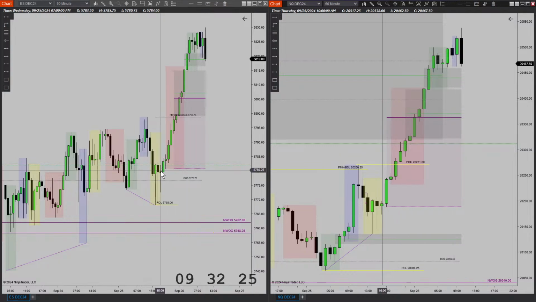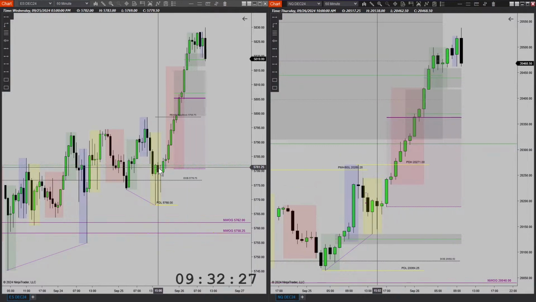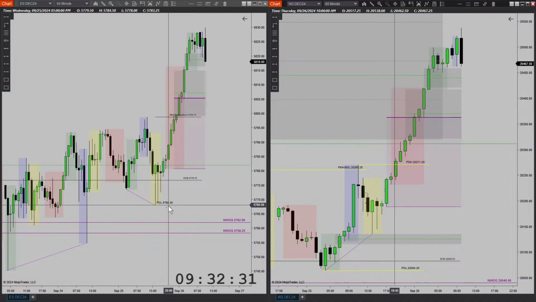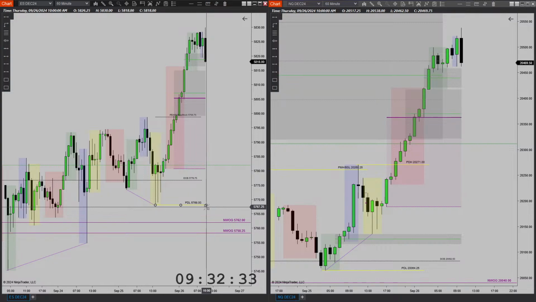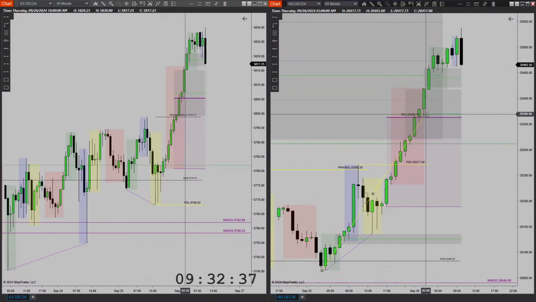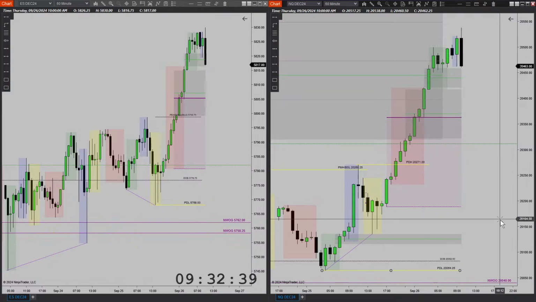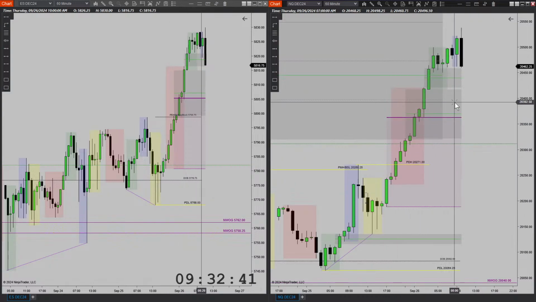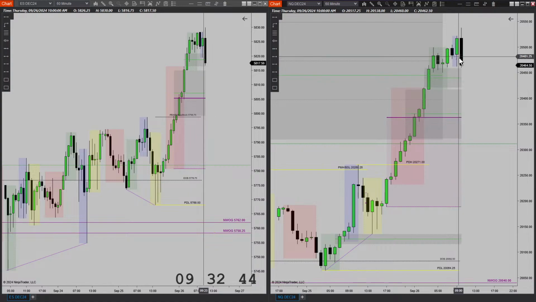This one, yeah, I'll leave this one here. This is the order block. This low is protected. Again, this low is protected, but only if, like I said, only if price remains bullish.